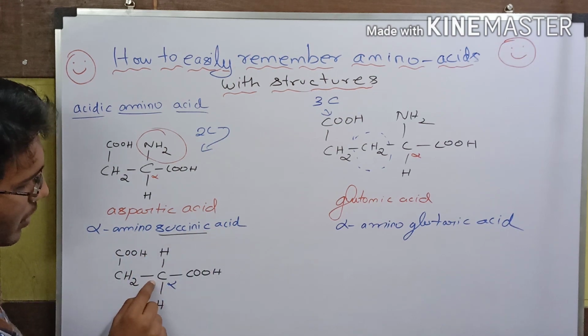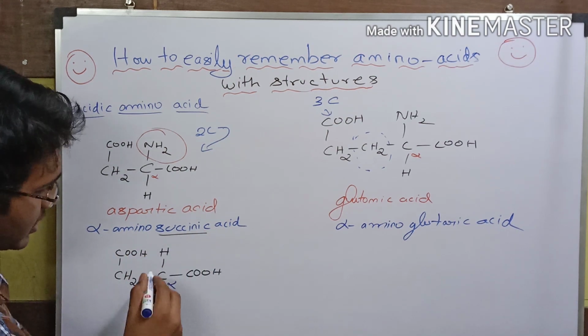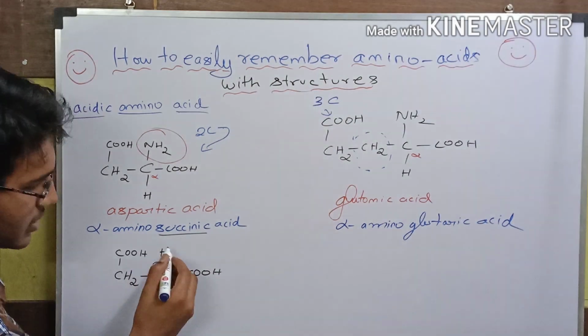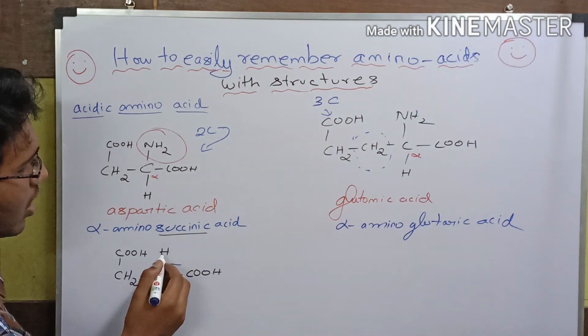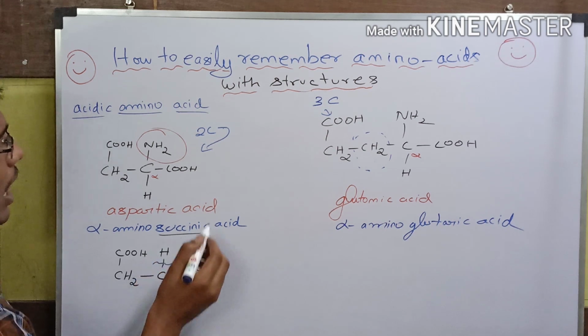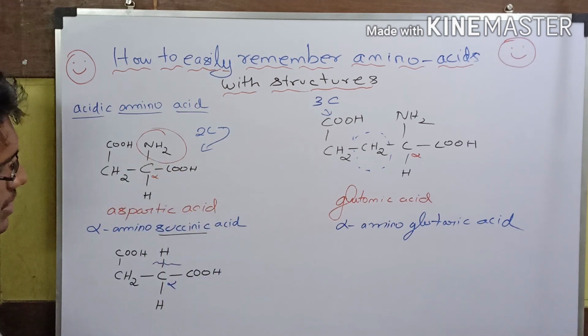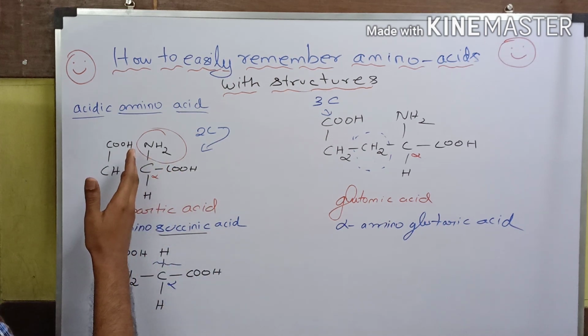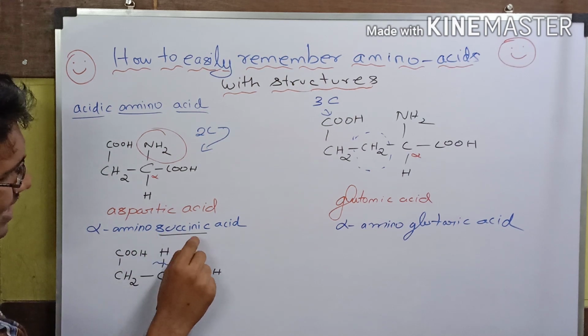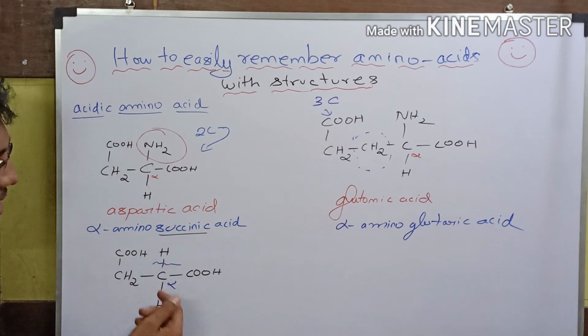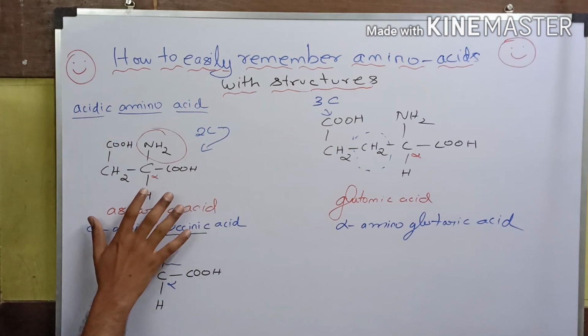In the alpha carbon, if you remove this hydrogen and instead of this hydrogen we add an amino group, in this way succinic acid becomes aspartic acid, that is alpha amino succinic acid. Based on this, you can easily remember the structure of aspartic acid.